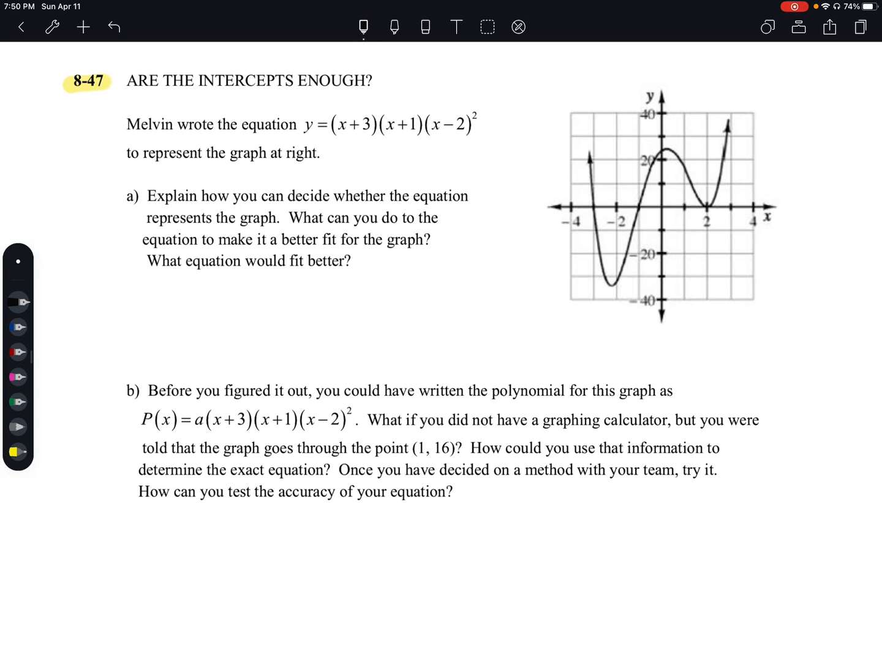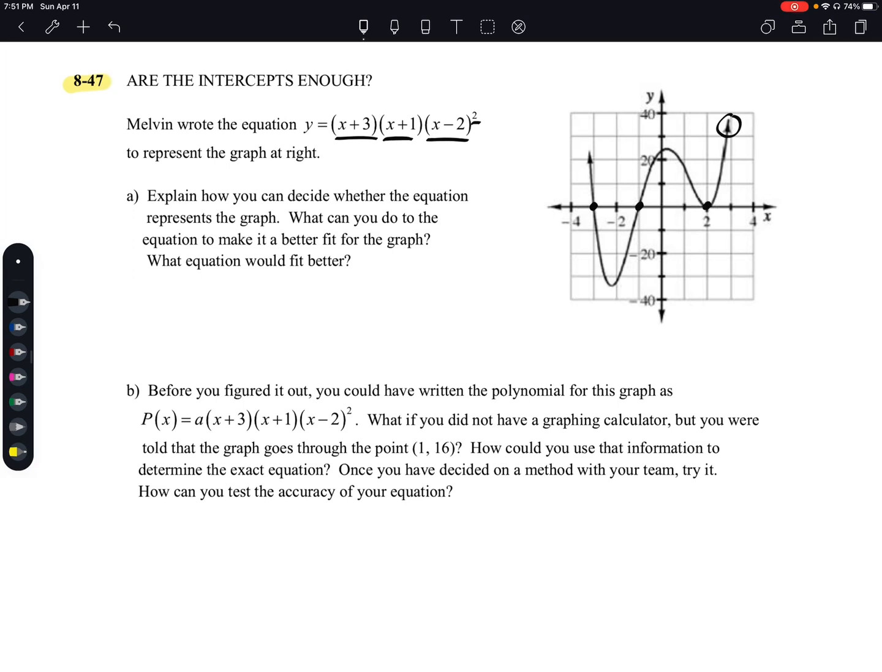So as we look at our graph, he said that we had a root there at -3, which is where Melvin got the x plus 3 as a factor. He has a root at -1, so that's where he got the x plus 1, and both of them are passing straight through. And then over here, he's got x equals 2, so the factor would be x minus 2, and since it's bouncing, he's got it squared. So that all looks good, right? And it's got a positive orientation. So far, based on the root behaviors, that looks pretty good.